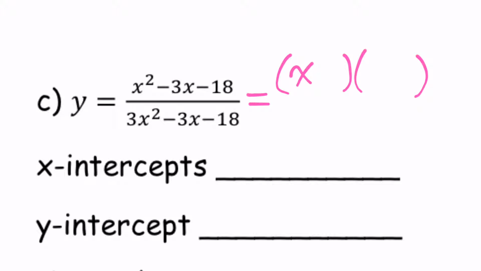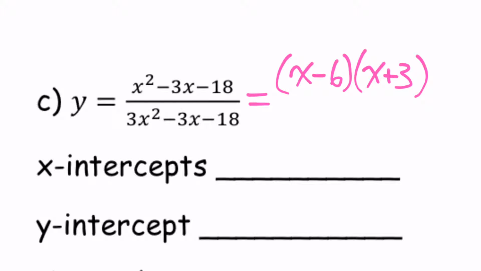So how about we do x, 6, 3, and one needs to be positive, one needs to be negative. Since my negative 3x term is negative, that tells me that the 6 has to be negative. So we got that, right? Negative 6 plus 3 is negative 3. Negative 6 times 3 is negative 18.